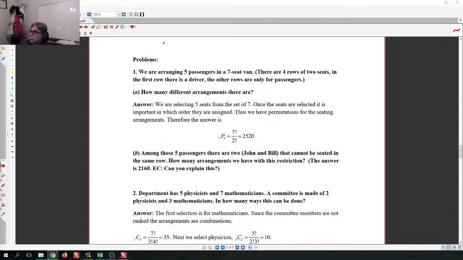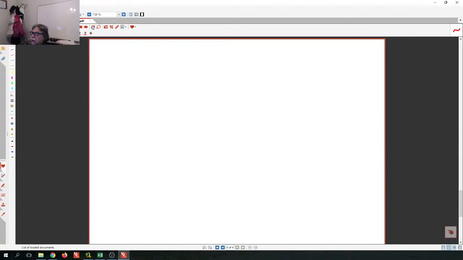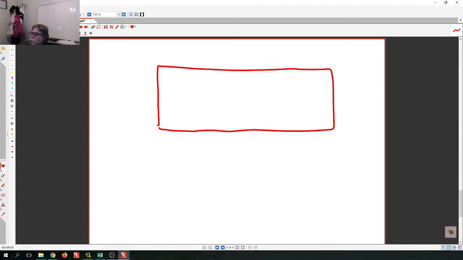So first problem, we're going to do this problem that is about arranging a 5-passenger, 7-seat van. There are 4 rows of seats, and this would be arranged in a way that we would have 5 passengers, 7 seats. In the first row there are 2 seats, and one of them is for the driver, so you're not going to be able to put anybody in that place. This is what it will look like. I'm not making a great picture, but this is really not important.